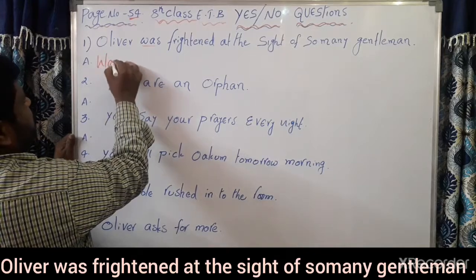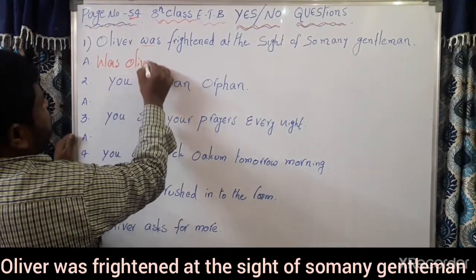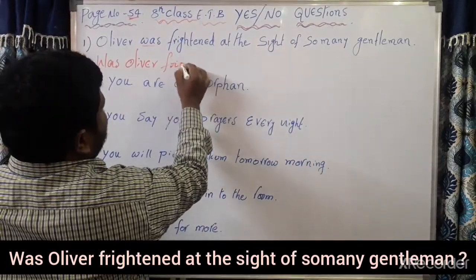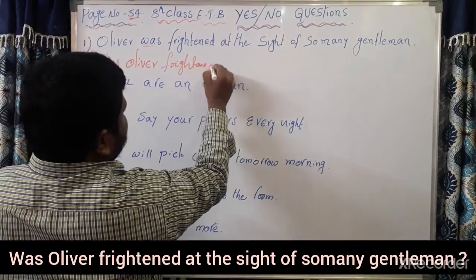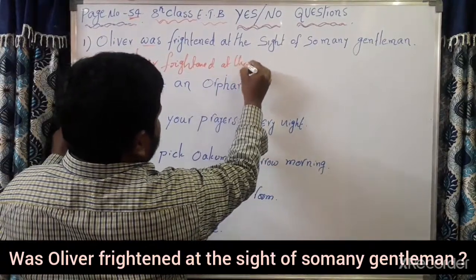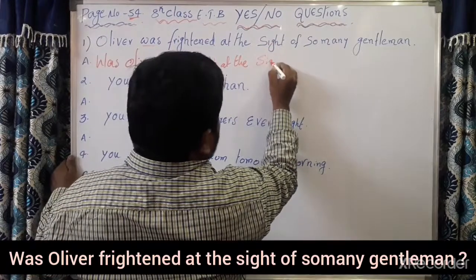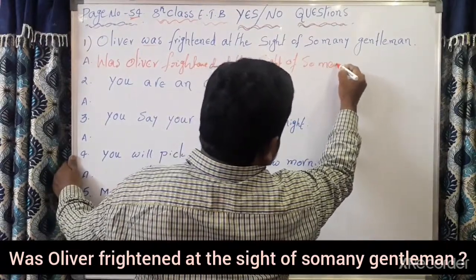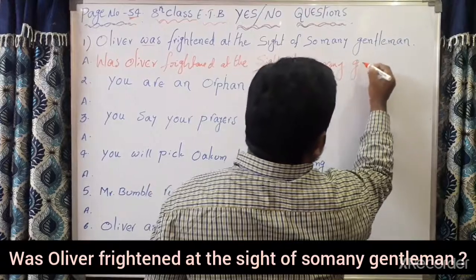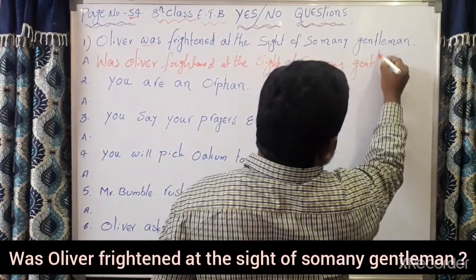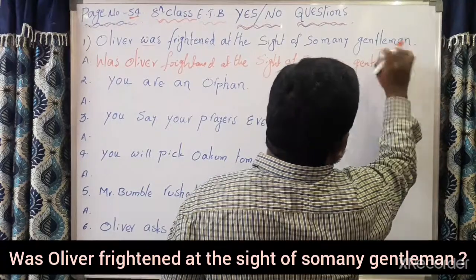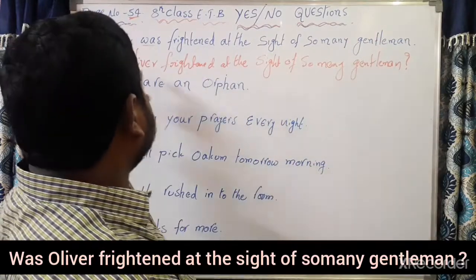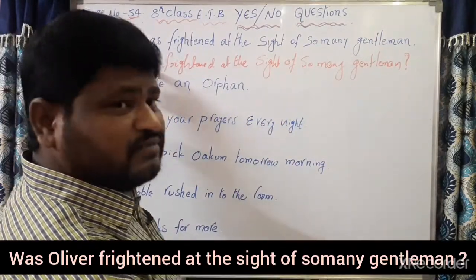చూడండి, Was Oliver, మిగతాదంతా యాజ్ ఇట్ ఈస్. Was Oliver frightened at the sight of so many gentlemen? ఈ లాస్ట్‌లో మస్ట్ యూ హ్యావ్ టు పుట్ ద క్వశ్చన్ మార్క్. వై? బికాస్ ఇక్కడ మనం క్వశ్చన్ మార్క్‌లోకి తయారు చేసాం.